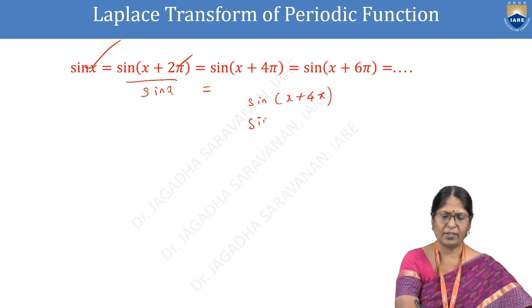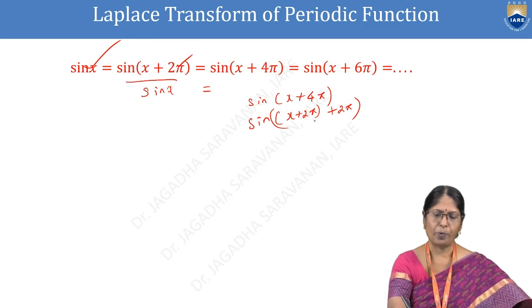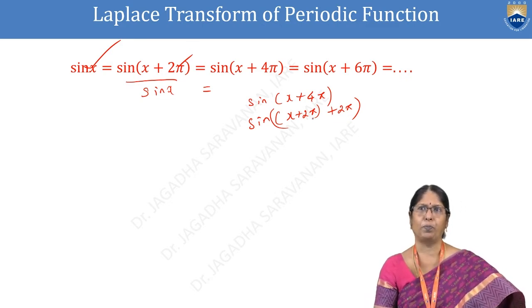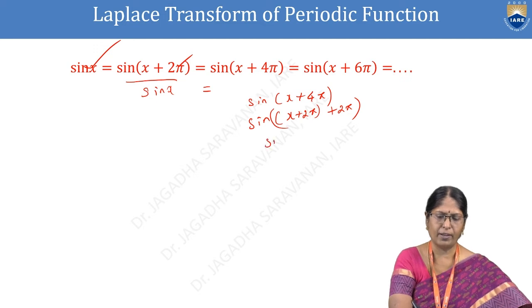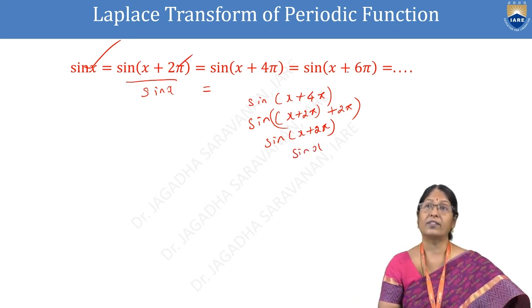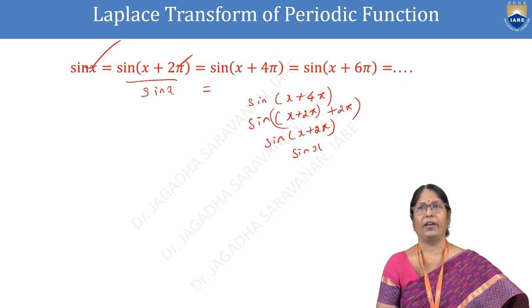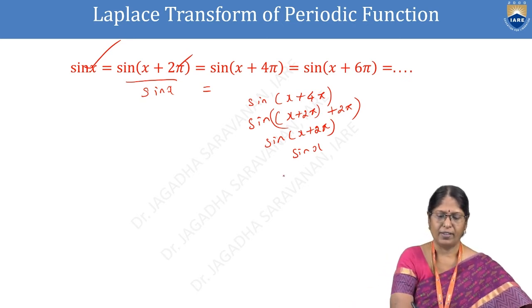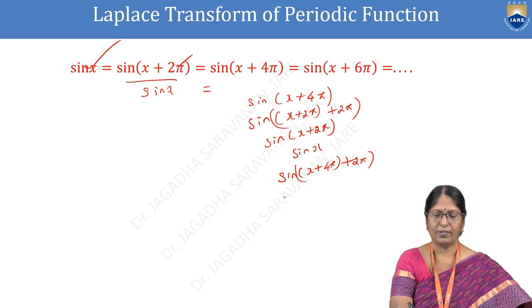So, we can write this as sin of x plus 2 pi plus 2 pi. The 4 pi we can split, we can write 2 pi plus 2 pi. So, again it is becoming sin of x plus 2 pi, the previous one only, it's nothing but sin x. So, next sin of x plus 6 pi, that also we can write as sin of x plus 4 pi plus 2 pi. It's nothing but sin of x plus 4 pi.